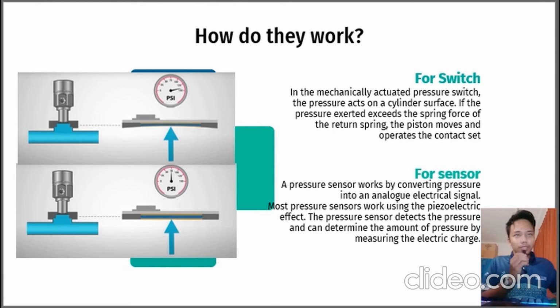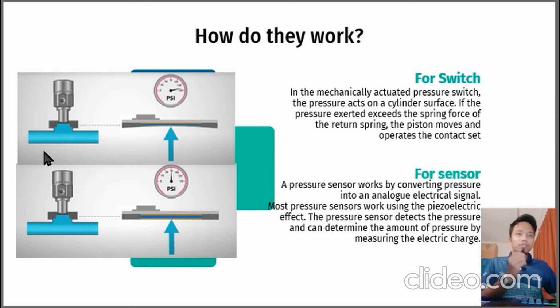As you can see here, if there is a force or pressure, the pressure is converted, and in this shape, if there is force or pressure, the psi will increase. It's converted by a transmitter or transducer in this sensor.